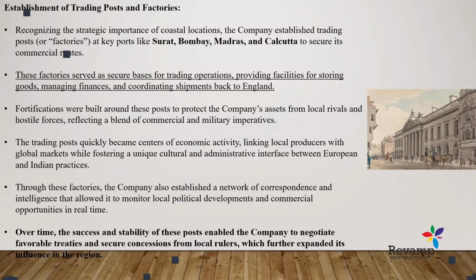After that, they created many factories in provinces such as Bombay, Madras, and Calcutta, which are all coastal regions of the Indian subcontinent. These factories served as secure bases for trading operations, providing facilities for storing goods, managing finances, and coordinating shipments back to England. These factories, as I mentioned earlier, played a crucial role in trading products between India and England. Fortifications were made in these key ports to protect their trade against hostile forces and local rivals.